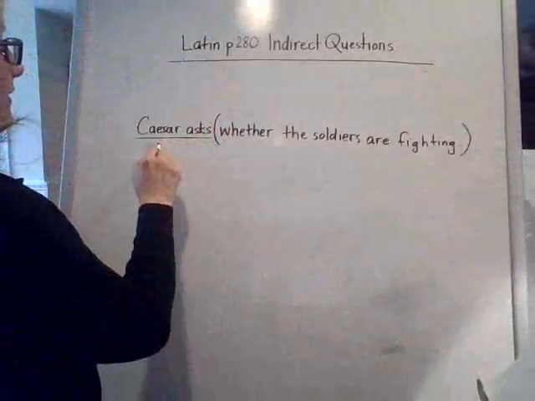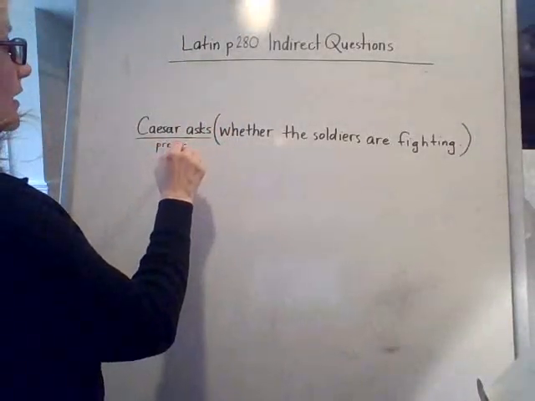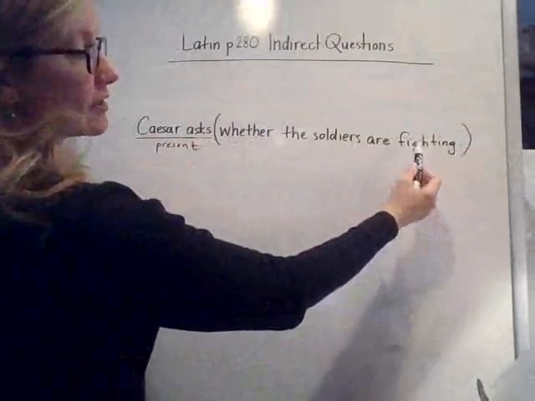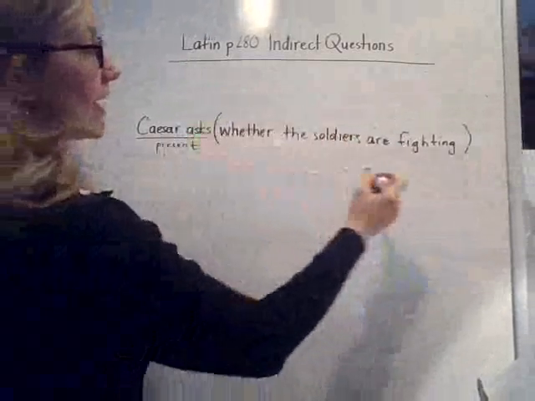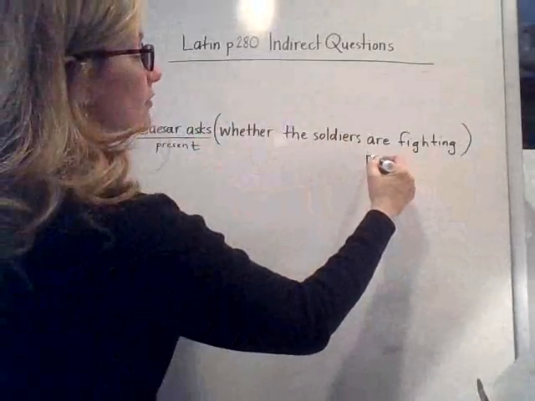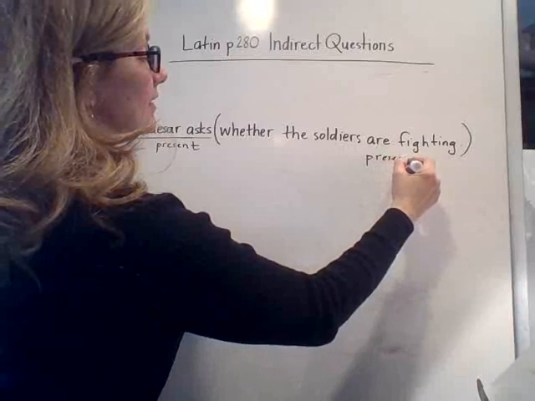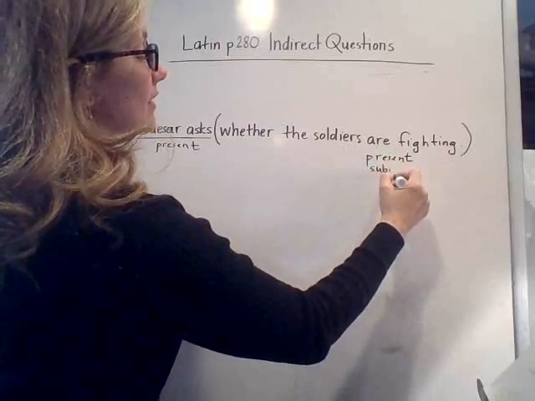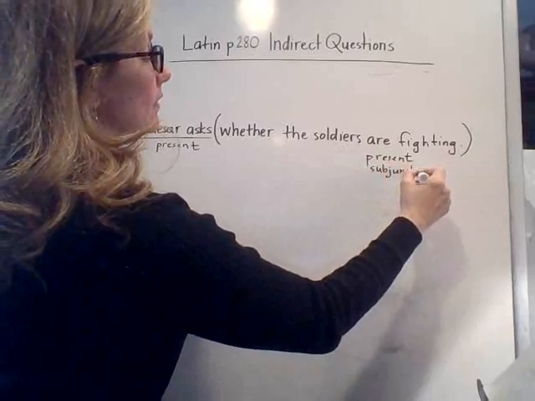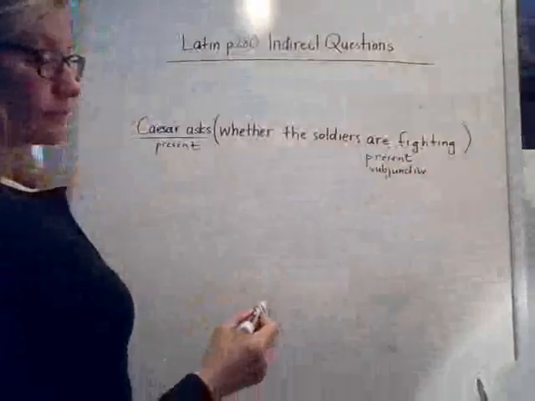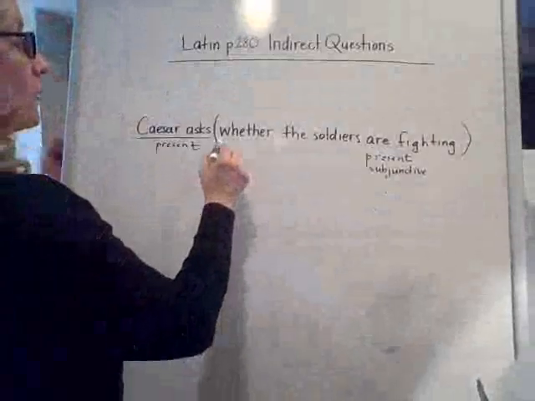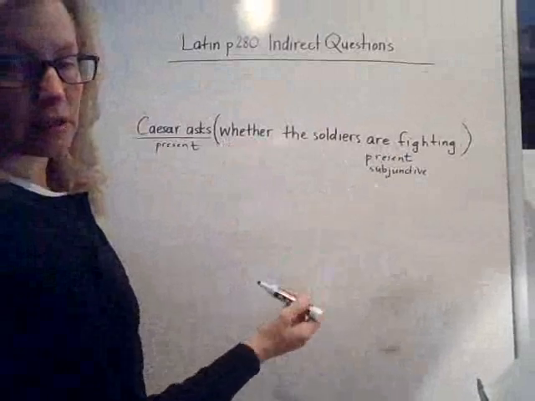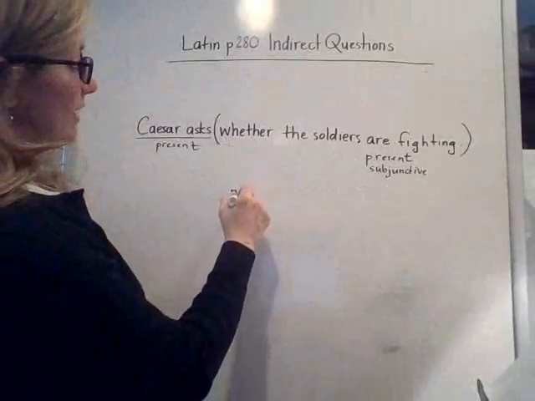Caesar asks, we see that's in the present tense. And whether the soldiers are fighting is happening at the same time as Caesar asking. So we're going to put this verb in the present tense. And we know that this subordinating clause is going to be in the subjunctive mood. So we'll make a note of that here too. This time when we translate whether, instead of putting the NE at the end of the verb, I'm going to go ahead and use num. So you see that example.